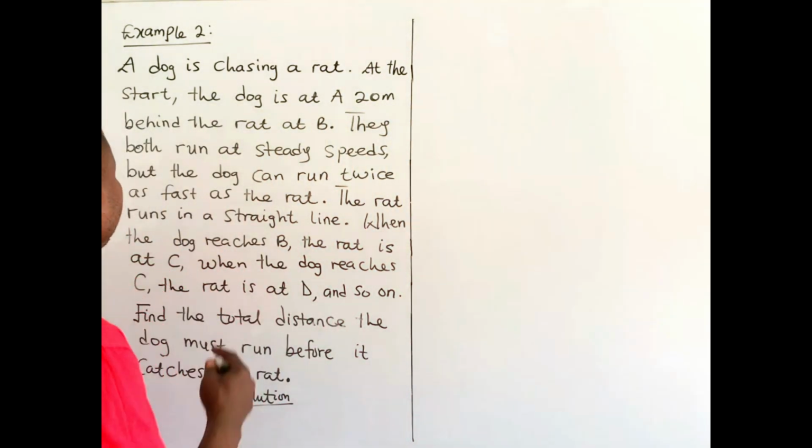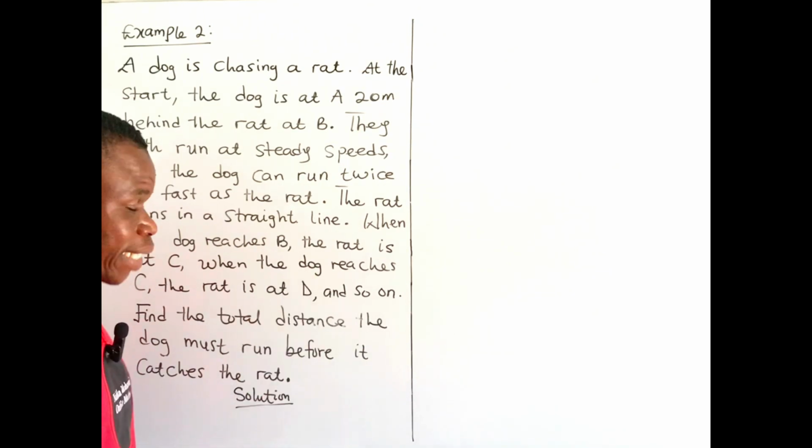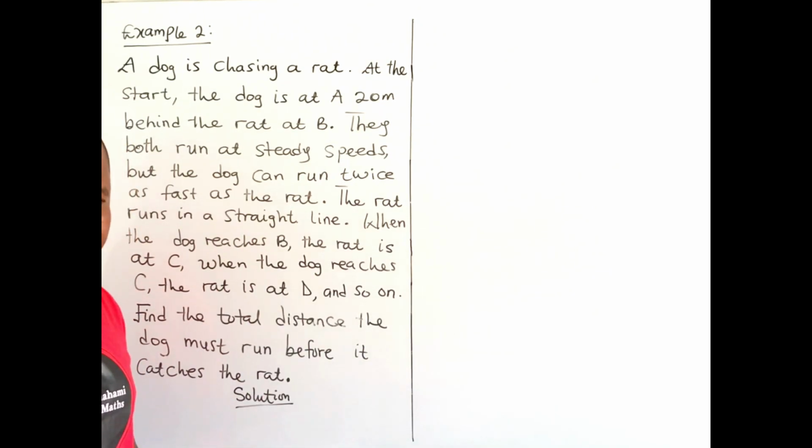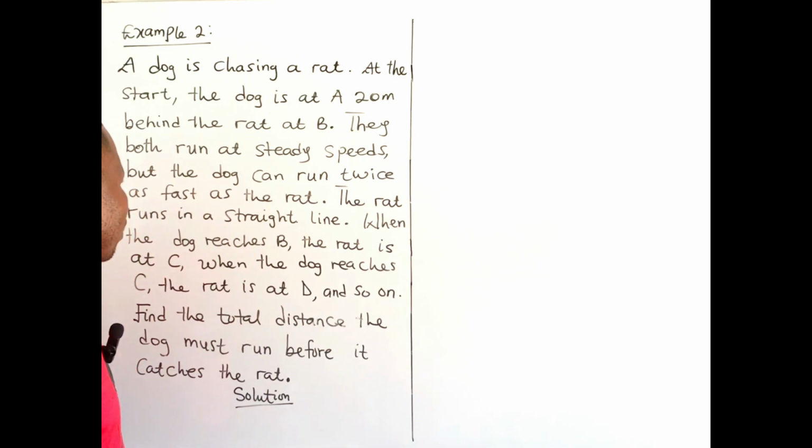The example says, a dog is chasing a rat. At the start, the dog is at A, 20 meters behind the rat at B. They both run at steady speeds, but the dog can run twice as fast as the rat. The rat runs in a straight line.